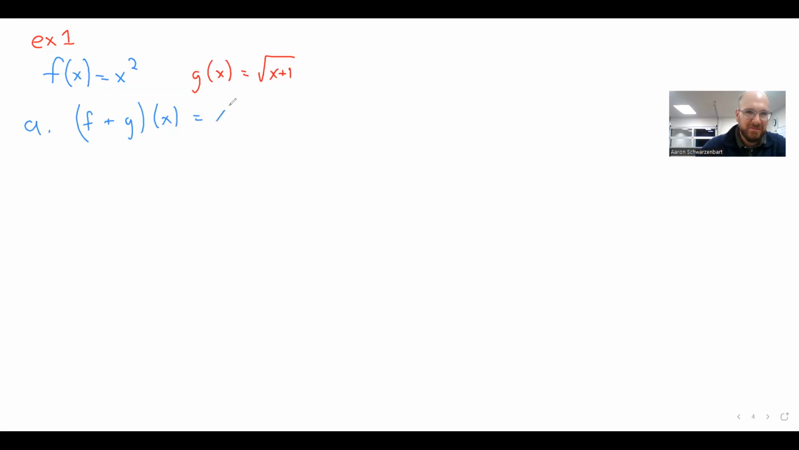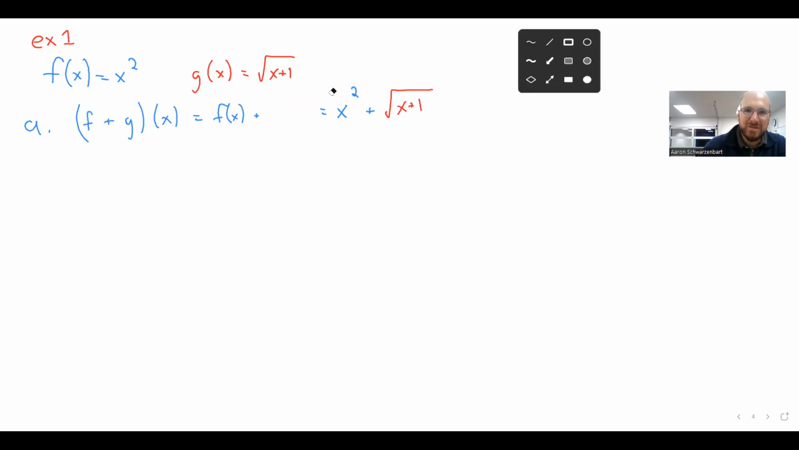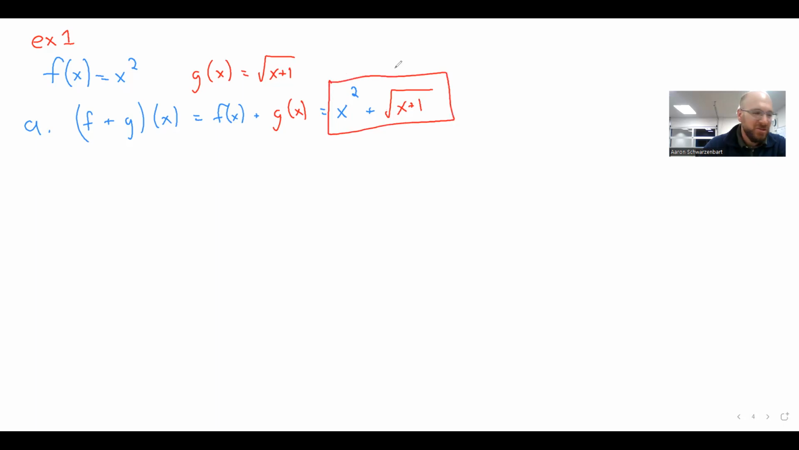f plus g of x, what does this really mean? It means f of x plus g of x, which is simply f of x is x squared, g of x is square root of x plus 1. I'm going to put the g of x in red here. And I look and I see, can I simplify this? No, I can't add anything in a square root to an x squared. I'm done. That was all there is to function addition.